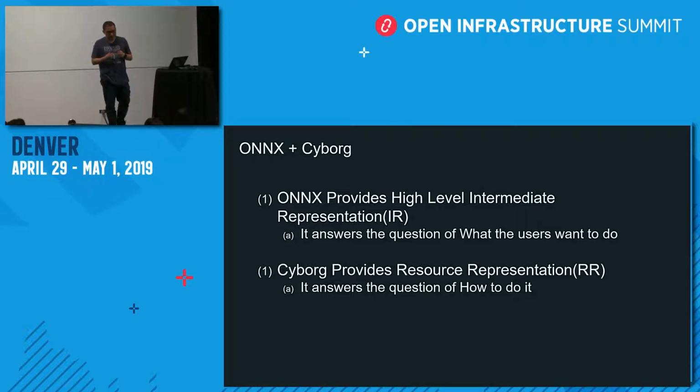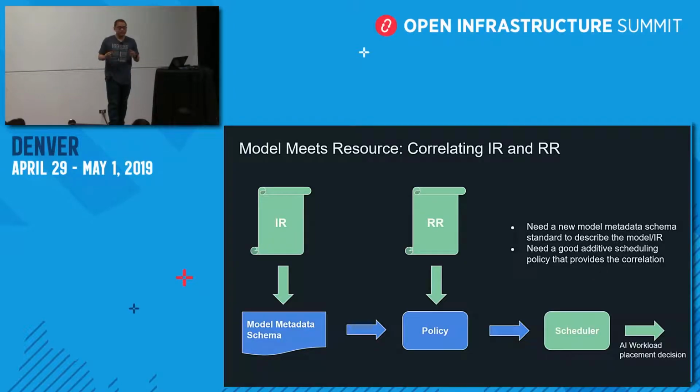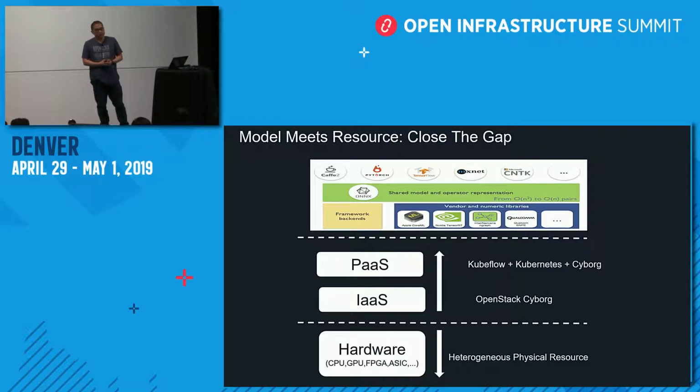And Cyborg provides another perspective, a resource representation, which we call RR. It answers the question of how to do it and where to do it. Having these two together, IR generates a model metadata schema, and RR generates some sort of resource policy. Put these two together, we can fit them into our scheduler, and then we can place our AI workload into the right places. Now we close the gap.